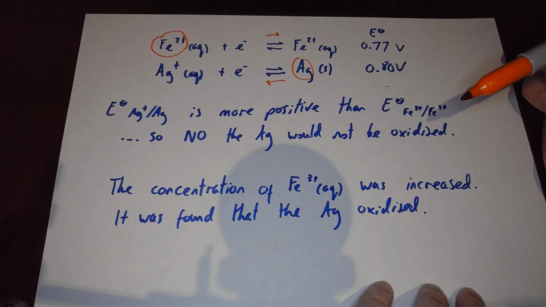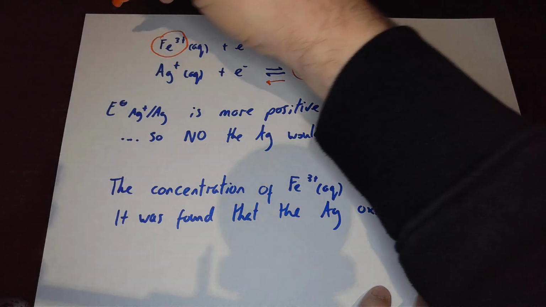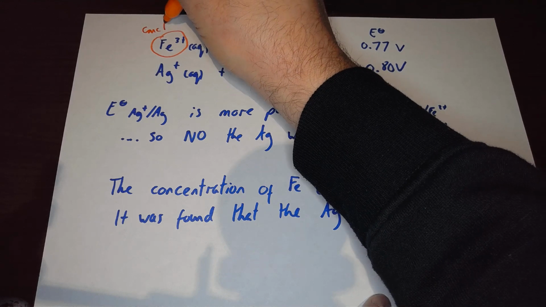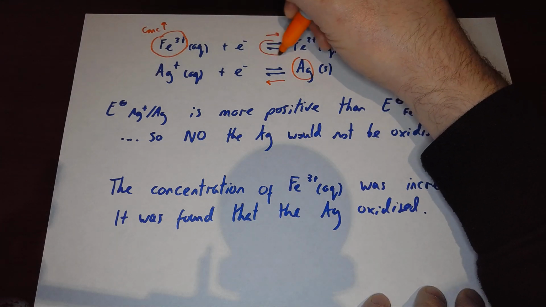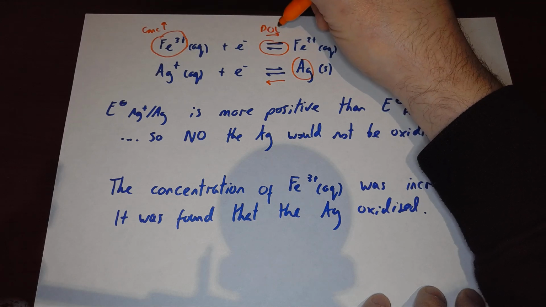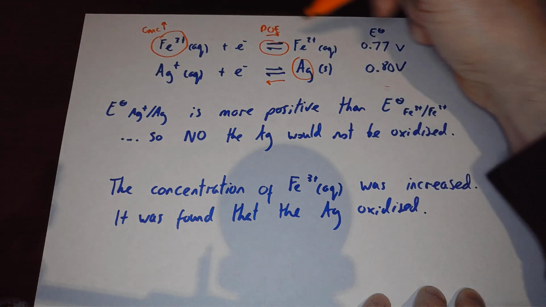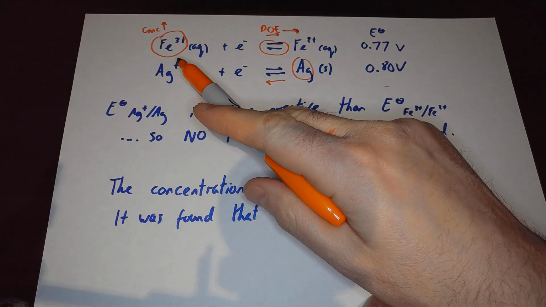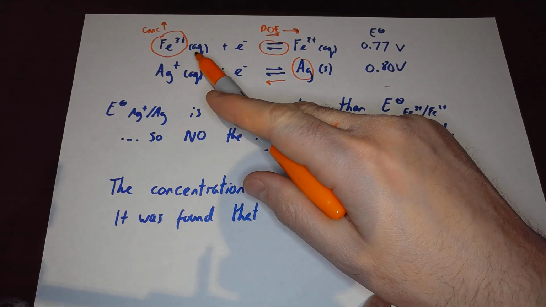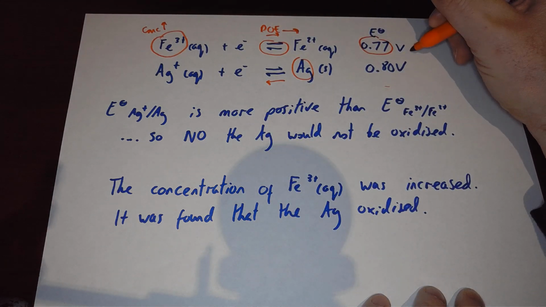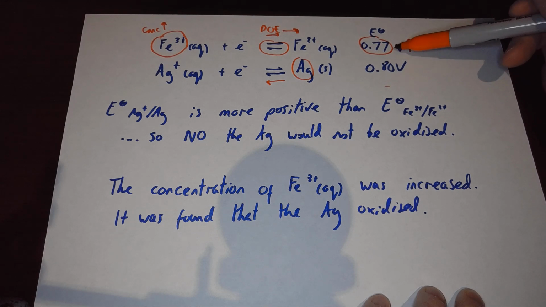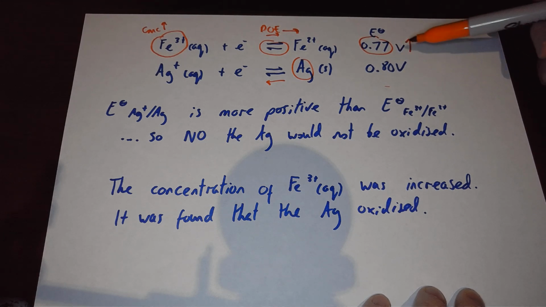But if you go into non-standard conditions, if you increase the concentration of Fe3+, so you add more Fe3+, it's no longer 1 mole per dm cubed, you're going to affect the position of equilibrium. This is in equilibrium here. So the position of equilibrium will move to the right to counteract the increase of Fe3+. The more the position of equilibrium moves to the right, it affects this value here. It will increase. And these two are quite close together anyway, so you don't have to increase this very much.